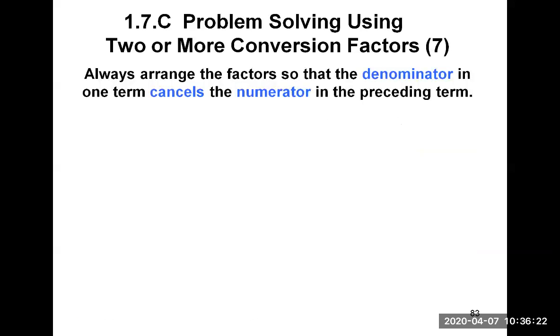So most of the time you need more than one conversion factor. Sometimes you need 2 or more conversion factors. And so the key to know how to string them is to always arrange the conversion factors such that the denominator in one term cancels with the numerator in the preceding term, right? It's the key to guide you and help you write the setup. Let's go through an example to illustrate that.